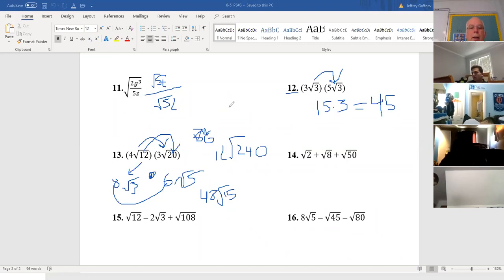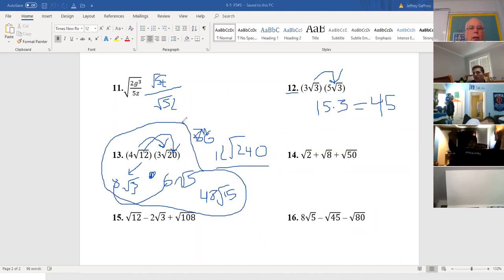240 times 16, right? 15 times 16. So the 16 comes out as 4. 4 times 12 is 48, leaving 15 in the radical. So you could do it this way. The advantage of doing it this way, which may be a little more labor intensive, keeps the numbers smaller and easier to manage. But both ways work.